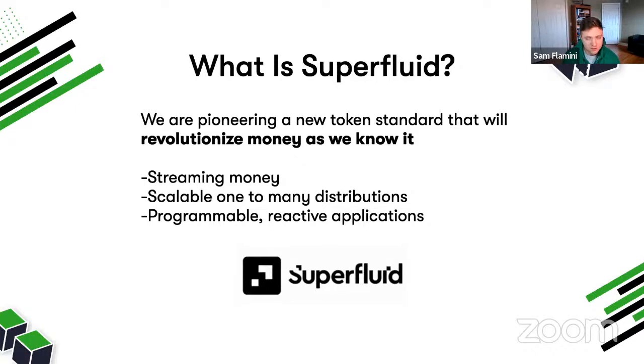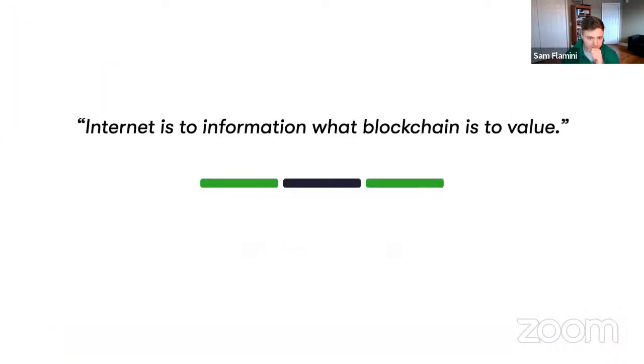One is stream money, right? So if you've heard of Superfluid, this is probably what you think of Superfluid as. We've talked about ourselves as the money streaming protocol for a long time, but we haven't really talked about the main thing that we are innovating on, and it's the token itself, right? So these tokens let you stream money. They enable scalable one-to-many distributions, and they also enable programmable reactive applications. And I'll get into what those are a bit later.